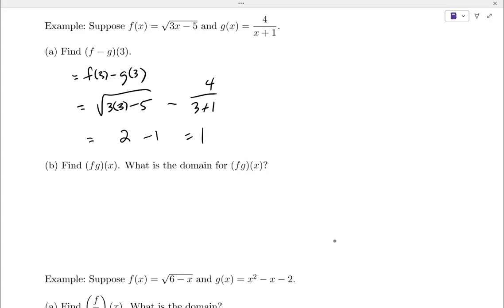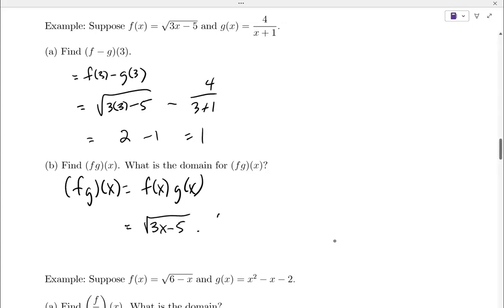Next part says, let's just do f times g and see what happens without worrying about a specific x. Again, by definition, f times g of x is what? Yeah, the f of x times the g of x. So we would have square root of 3x minus 5 times 4 over x plus 1. And I'll just combine that into one fraction.